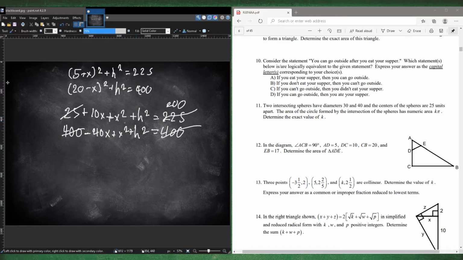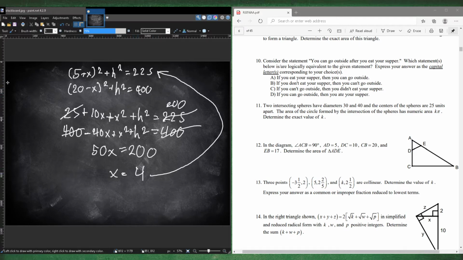So then we could subtract the first equation by the second. So 10 minus a negative 40 is a 50x. And then the x squared and h squared cancel each other out. So 200 minus 0 is also 200. So that means x is equal to 4. Now we could plug it back into one of these equations. Let's use this one to get our answer for h.